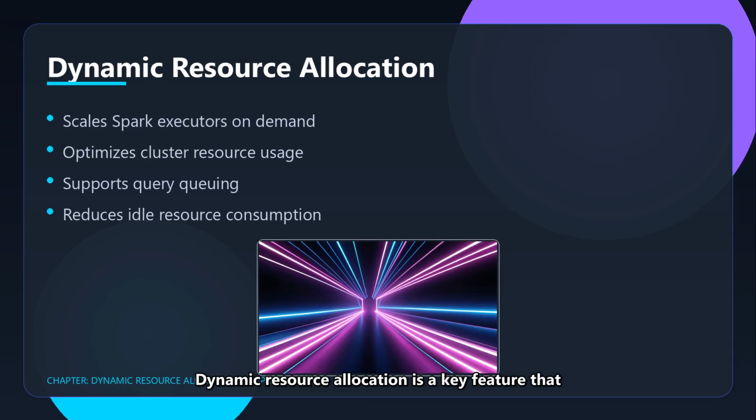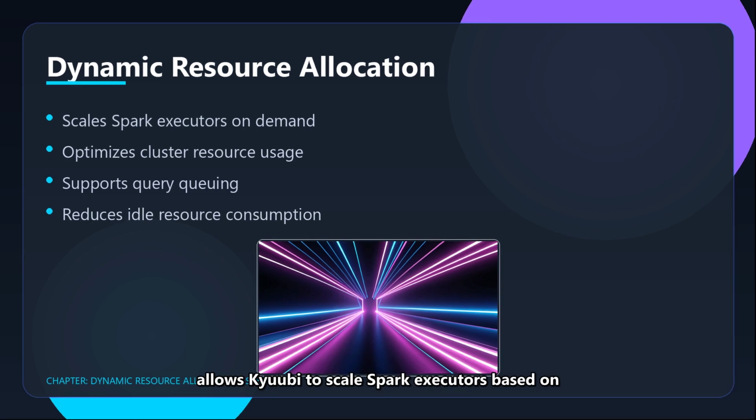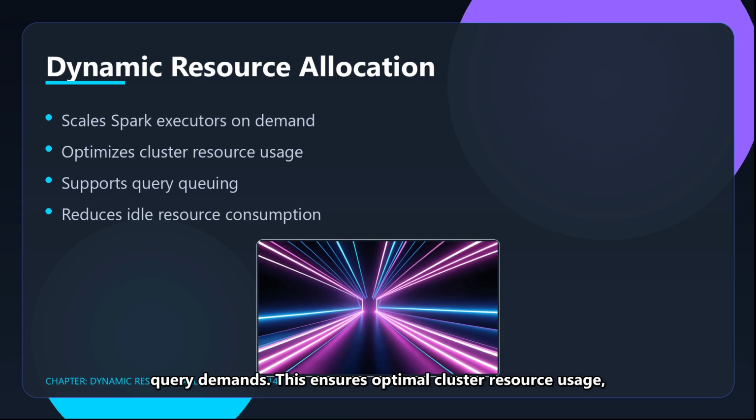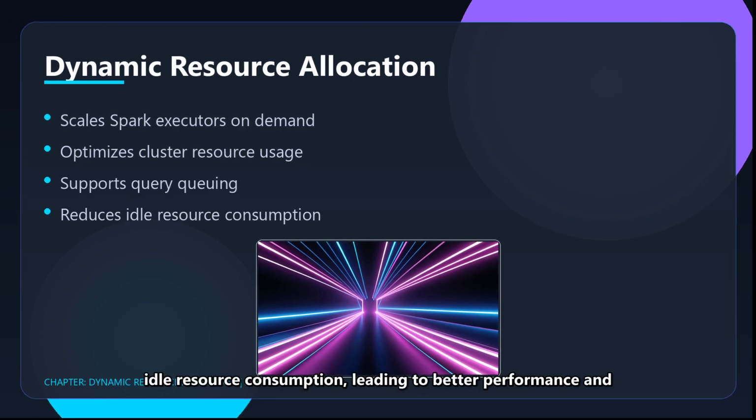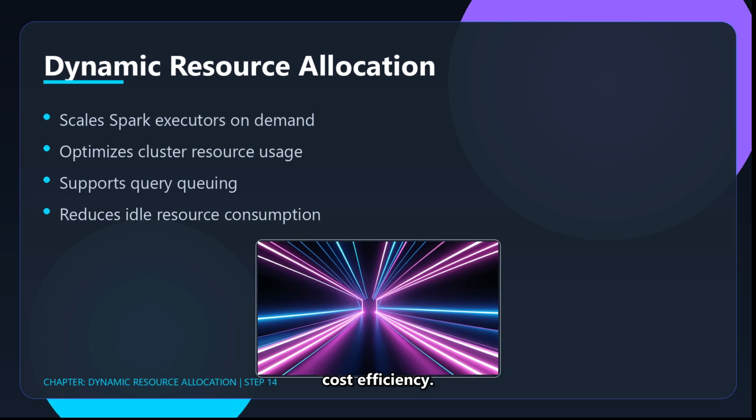Dynamic resource allocation is a key feature that allows Kyuubi to scale Spark executors based on query demands. This ensures optimal cluster resource usage, supports query queuing during peak times, and reduces idle resource consumption, leading to better performance and cost efficiency.